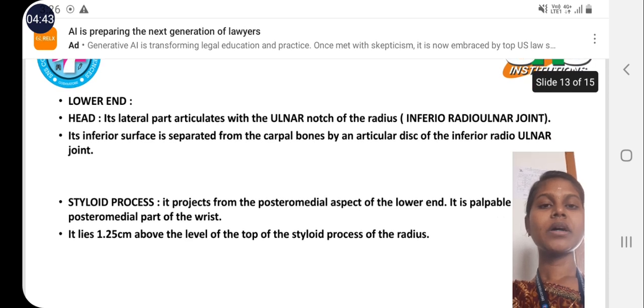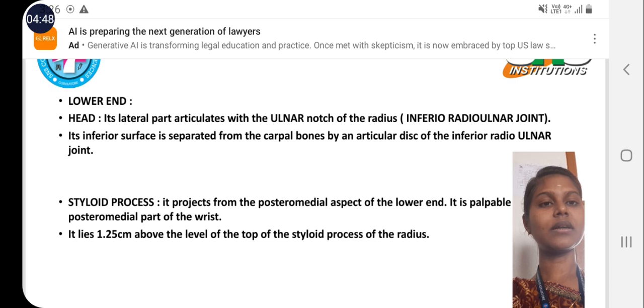Lower end, it contains head. It's a lateral part, articulates with the ulnar notch of radius, forming inferior radio-ulnar joint. Its inferior surface is separated from the carpal bone by an articular disc of the inferior radio-ulnar joint.